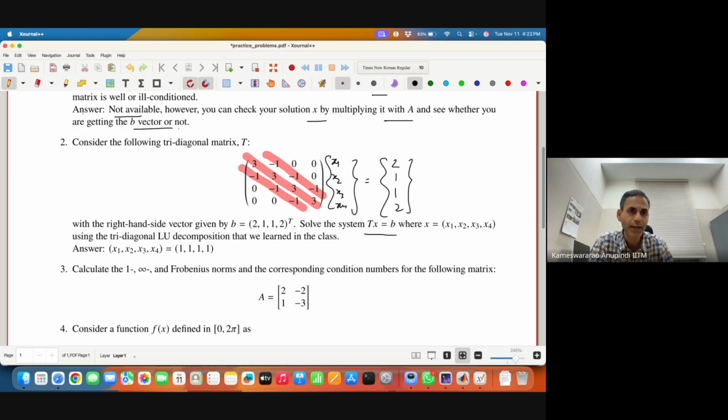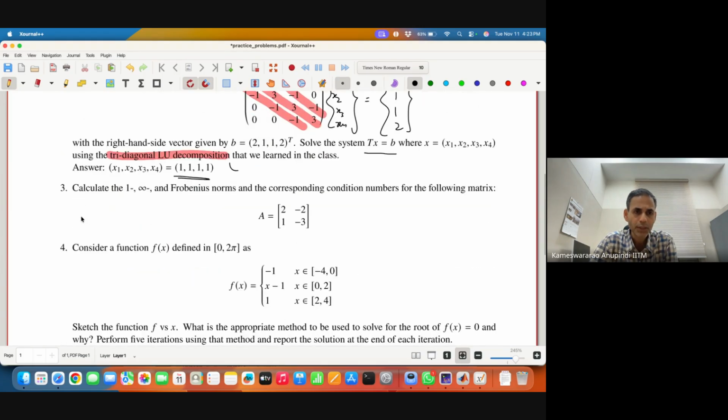using the tridiagonal LU decomposition. If you remember, we have done the tridiagonal LU decomposition, which we also call the TDMA, where we had A elements above the diagonal, B elements below the diagonal, and C, D along the diagonal and so on. Using that, you solve and then verify your answer: when you calculate X values, it will be all ones. So that's another problem.